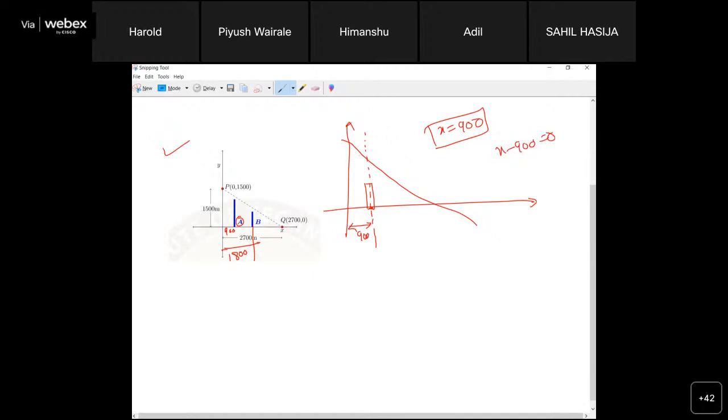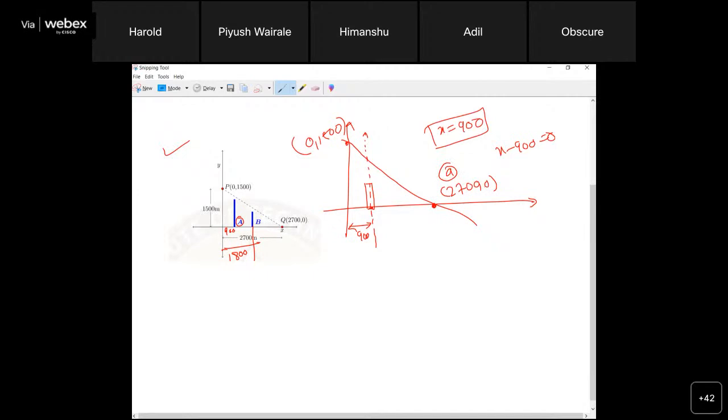Why is the y coordinate 0 here? It is parallel to the y axis, right? So this is the vertical tower. At this point we have 0, comma 1500. At this point we have 2700, comma 0. So it's cutting the x-axis, meaning my x-intercept, right?